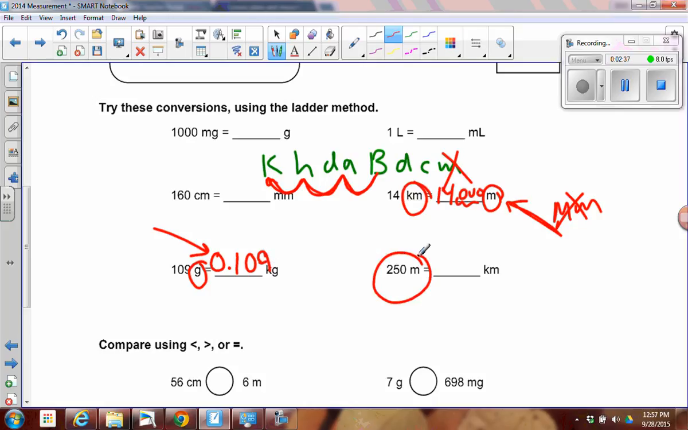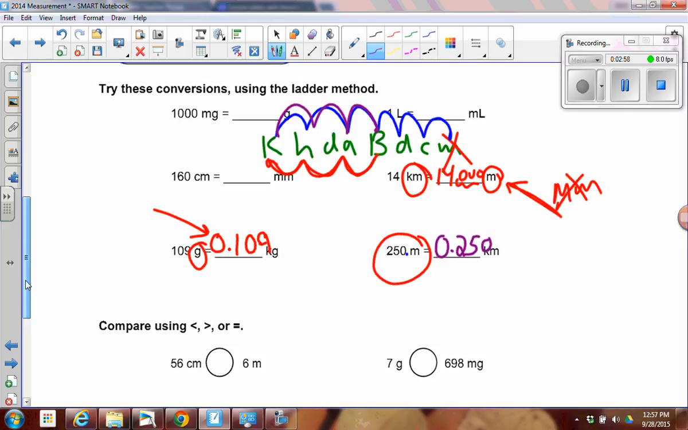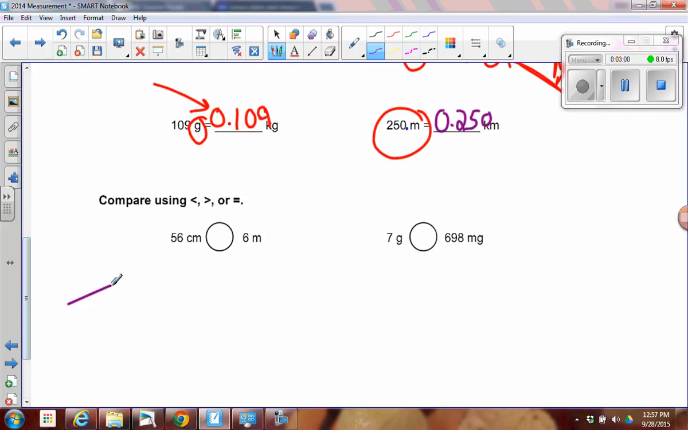250 meters to kilometers. So meters puts me in this spot. Kilometer, that's 6 away. So here I go. Oh, I'm wrong. I messed up. I started at milli. My mistake. Meter right here. 3 spots to the left, so 0.250.